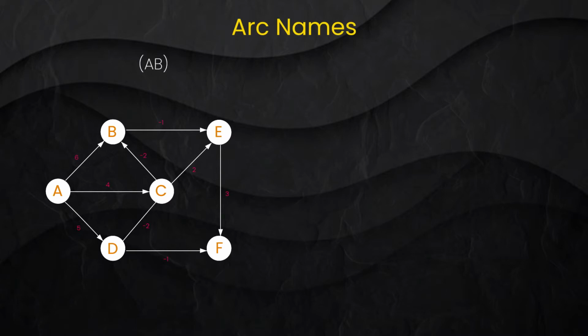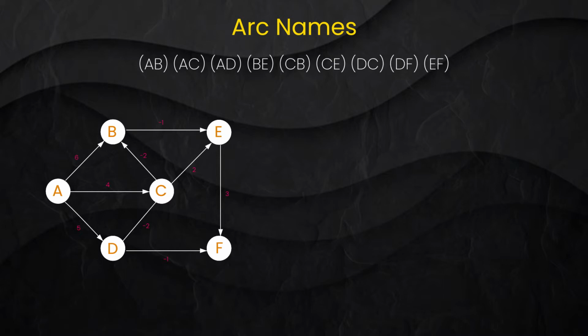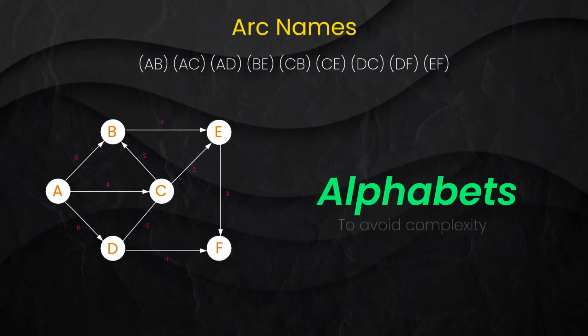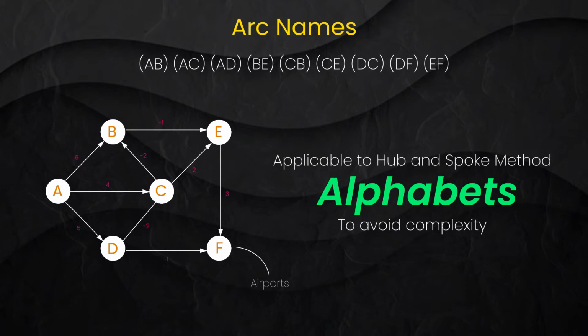The arcs are represented as AB, BZ, BE, AD, DF, CE, etc. These airport names have been given as A, B, C, D, E, F instead of the IATA codes, to avoid the complexity and time consumed in writing 3-letter codes. But you have to understand that all these nodes, A, B, C, D, E and F, refer to airports connected by a network, and this can be applied to the hub and spoke method of aircraft routing.